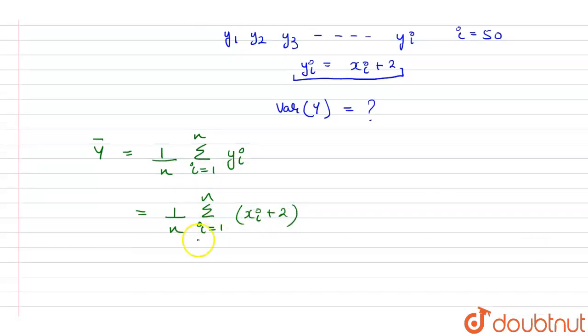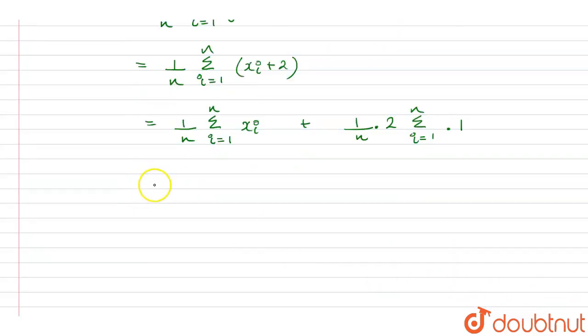If we split up the summation, this will be equal to 1 upon n, summation of i equals 1 to n of xi, plus 1 upon n into 2, summation of i equals 1 to n of 1, because this 2 will be taken outside as it is a constant and we are left with only 1 inside. If we simplify that, we see that 1 upon n summation of xi is nothing but the mean of the x terms, that is x bar.